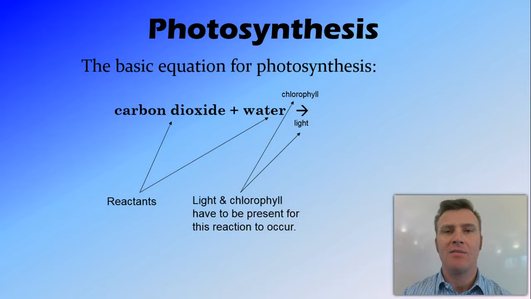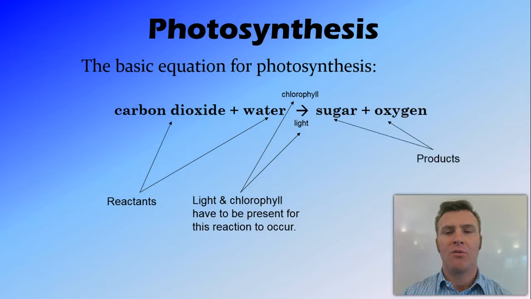Now in this case, for photosynthesis, this reaction does not occur if there isn't chlorophyll and light. So if you get a plant and you put it in a cupboard, it's not going to photosynthesize. So to show that we need the chlorophyll and light, however, it's not something that's used by the reaction, so we can't measure it. We put those two words above and below the arrow.